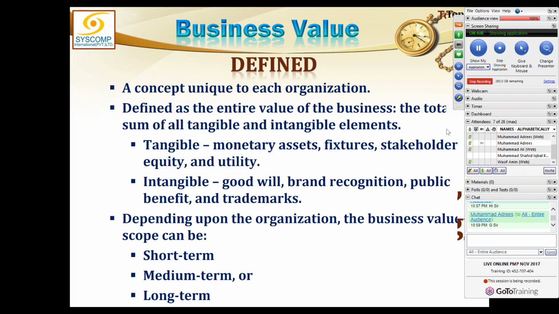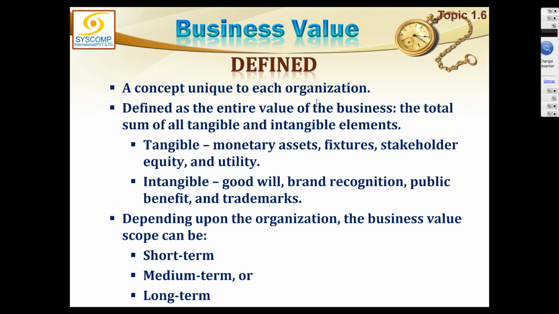So let us see what business value is. This is a concept unique to each organization. Every organization calculates or ascertains its business value in its own way. It is defined as the entire value of the business, which is the total of all tangible and intangible elements. Tangible could be physical, monetary assets, fixtures, buildings, office equipment, tables, chairs, equity, bank accounts. These are all tangibles. They are worth something. But on the other hand, there are certain intangible values like your brand recognition, your public benefit, trademark and goodwill. Both of these things put together will ascertain your total worth in the market, your face value, your business value. Now, this is your value today.